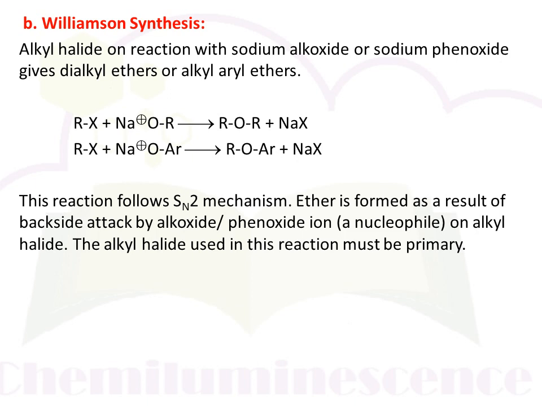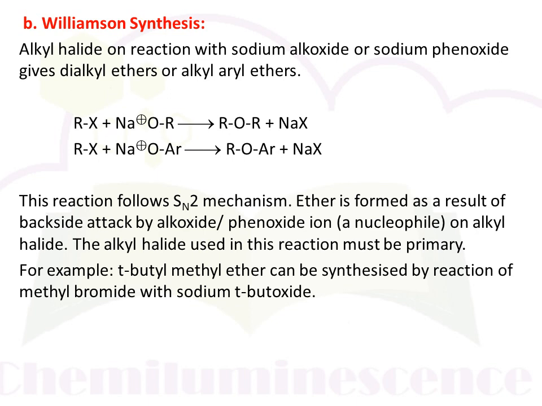This reaction follows the SN2 mechanism, that is, substitution nucleophilic bimolecular reaction. Ether is formed as a result of backside attack by alkoxide or phenoxide ion. That means the alkoxide or phenoxide ion acts as a nucleophile, and the alkyl halide used in this reaction must be primary. For example, tertiary butyl methyl ether. In this you can see there are two groups. One group is a tertiary butyl group and another one is a methyl, which is bonded to divalent oxygen.